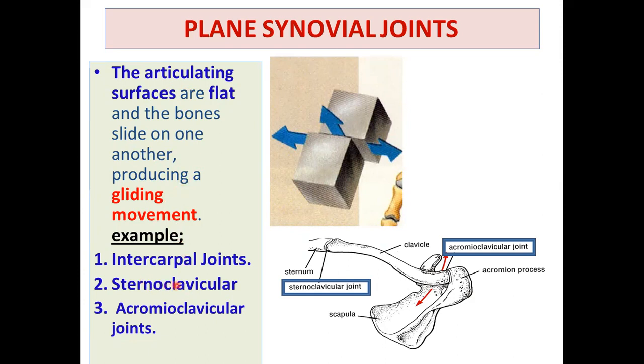Then there is the sternoclavicular joint, in between the sternum and the clavicle. And there is the acromial process of the scapula and the clavicle, which forms the acromioclavicular joint.